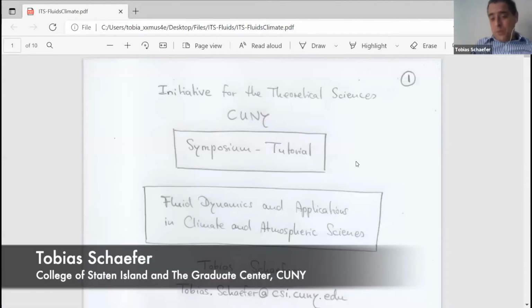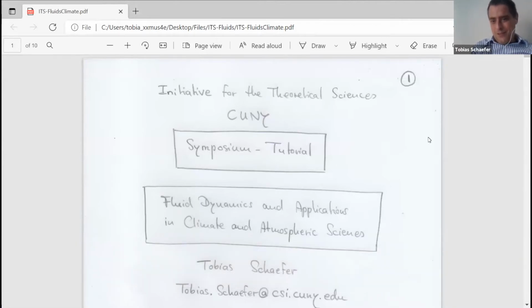All right, so welcome to the tutorial session. This is in order to prepare a little bit for the symposium that we have on Friday. And the idea is really to show that when you look at complex systems like in fluid dynamics, and then you look at applications in climate, it's really that you draw from different fields of mathematics.